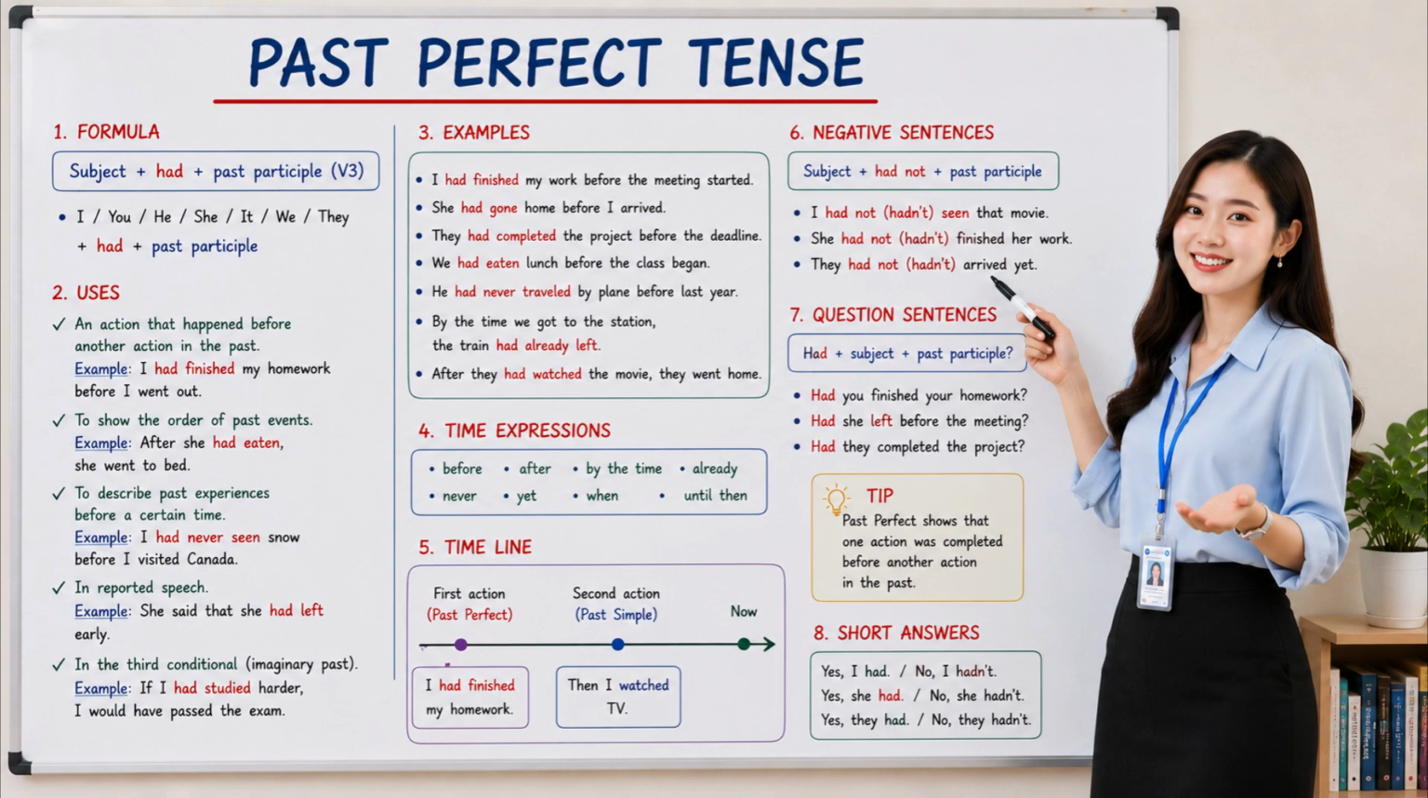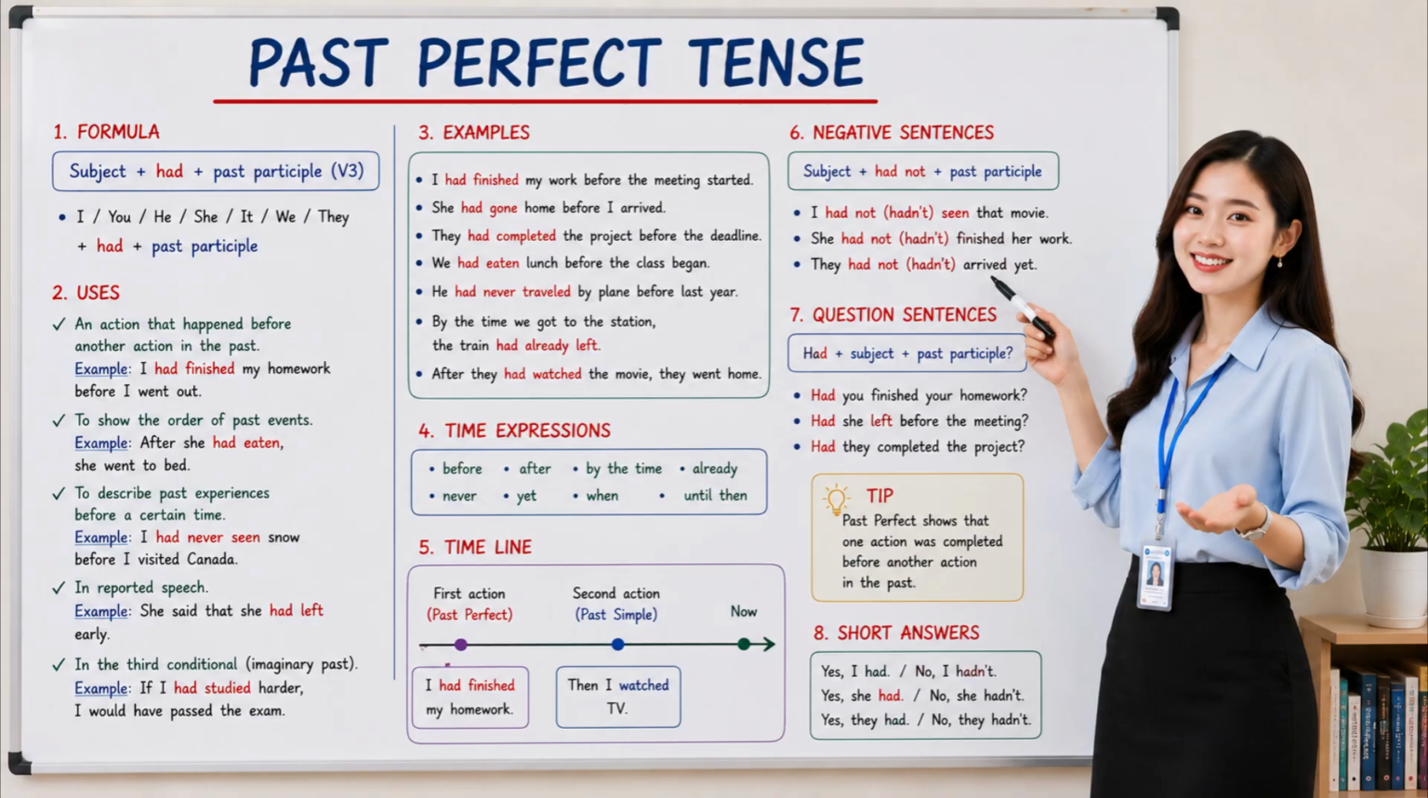Hello, everyone. Today, we're going to learn the past perfect tense, an important part of English grammar that helps us talk about events that happened before another event in the past. When we tell stories or describe past experiences, we often need to explain which action happened first. The past perfect tense helps us do this clearly and accurately.